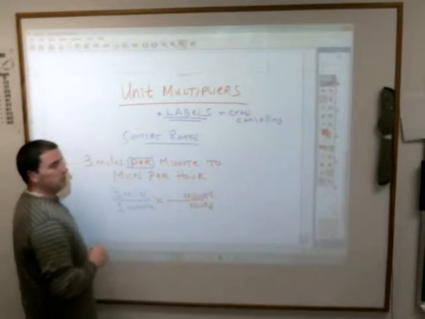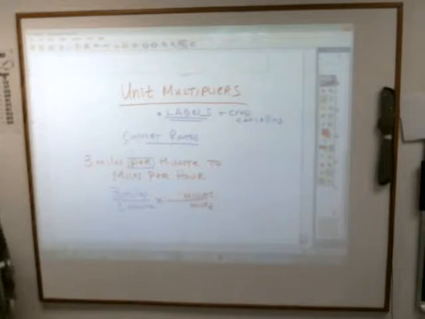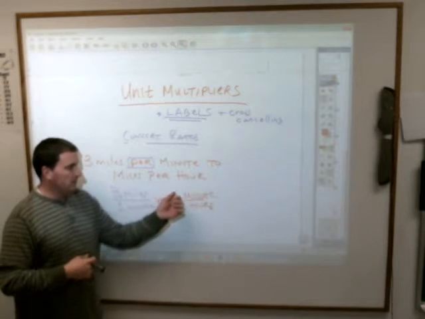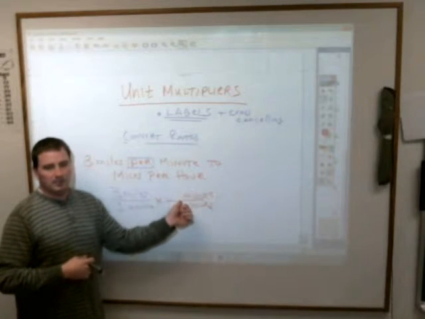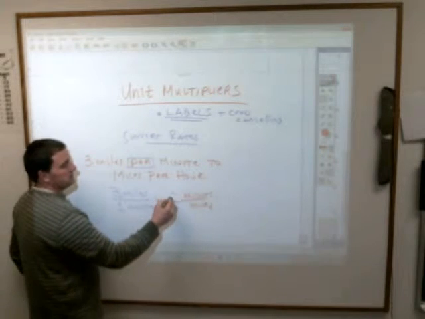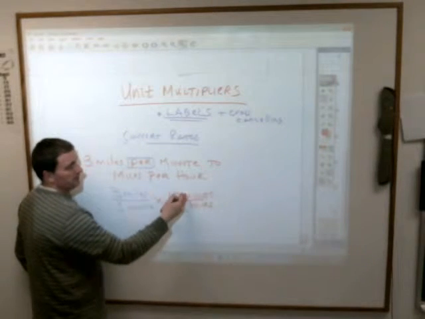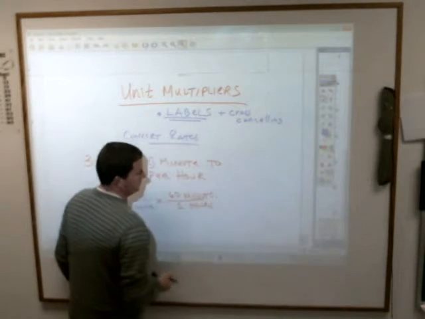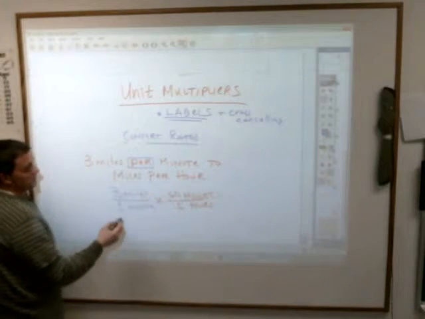The only thing you have to do is know something about, remember I said unit multipliers are equal units of measurement. Minutes and hours, how are they related? How many minutes are in an hour? 60 minutes in 1 hour. This is your unit multiplier. This is the same thing as 1. And once you have that, it's just a matter of working with the fractions.